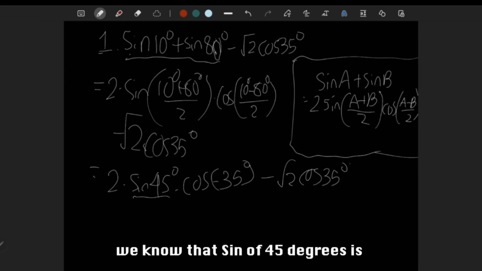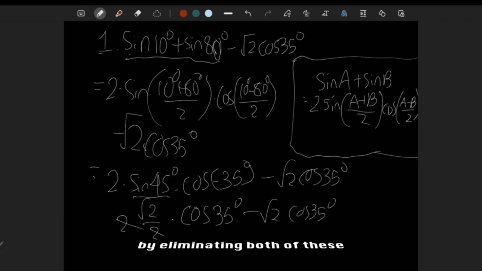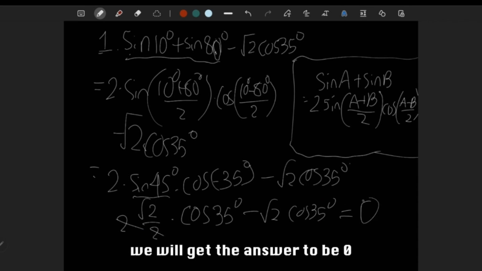We know that sine 45 degrees is root 2 over 2, while cos minus a is equal to cos a, so we get root 2 cos 35 degrees minus root 2 cos 35 degrees. By eliminating both of these, we will get the answer to be 0.